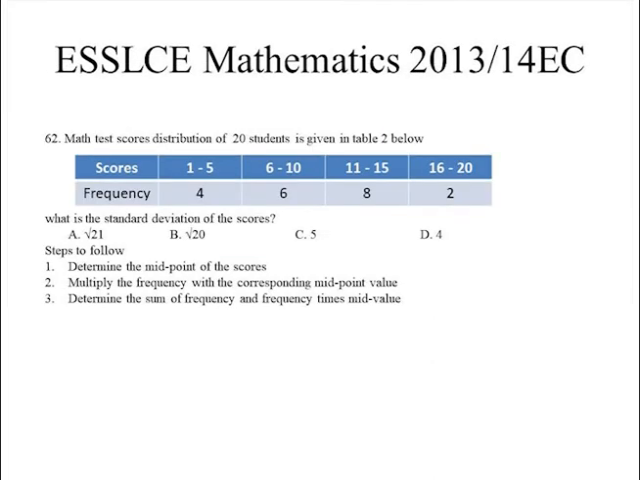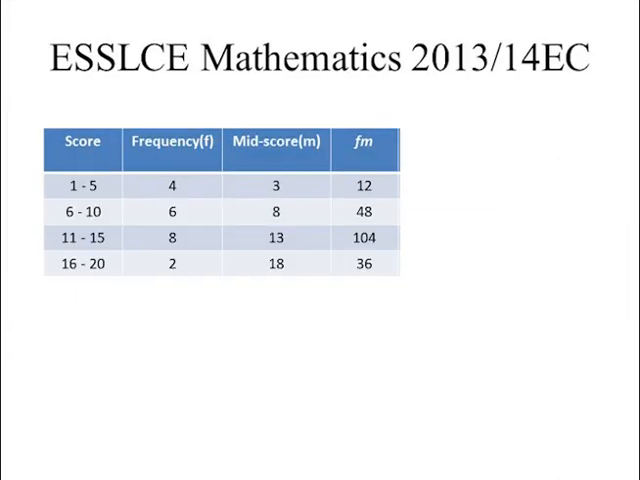Step 3. Determine the sum of the frequency and frequency times the mid value. That's determine the sum of the second column and the fourth column. The sum of the second column is 4 plus 6 plus 8 plus 2, which gives us 20. The sum of the fourth column is 12 plus 48 plus 104 plus 36, which gives us 200.